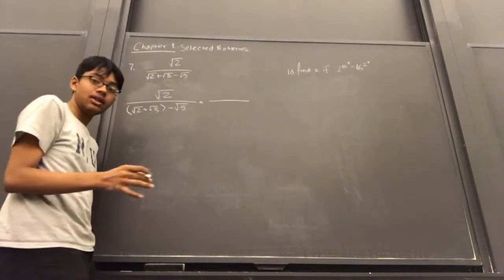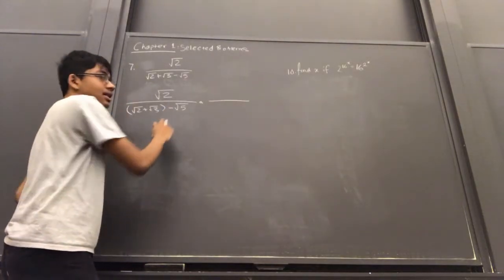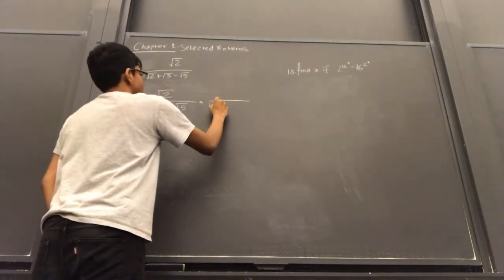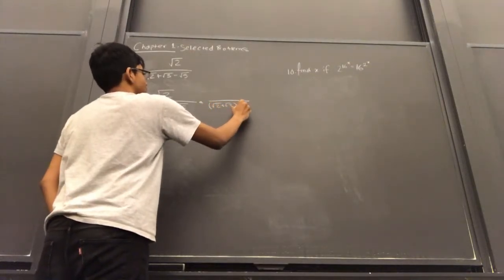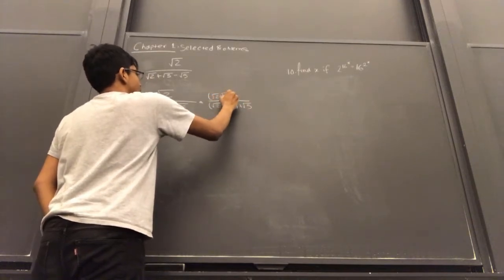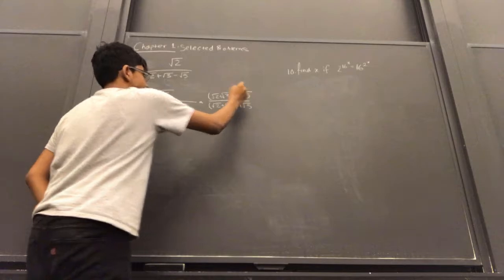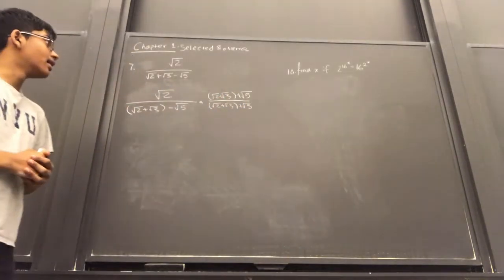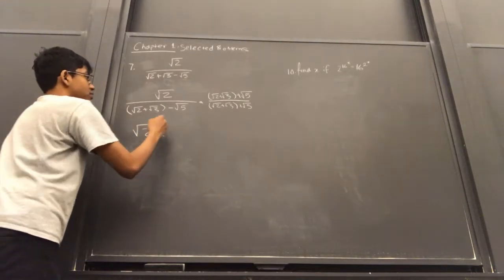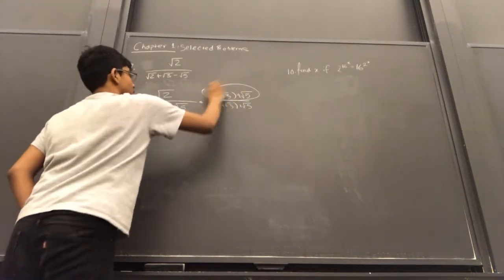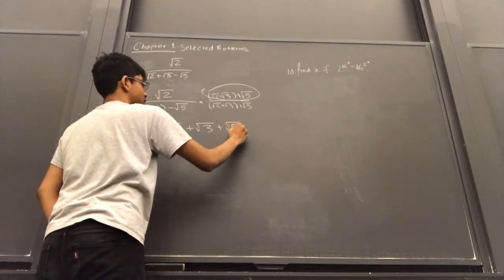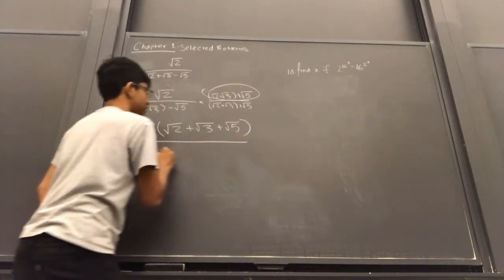Now remember, the conjugate will always have the opposite sign for the second term, which in this case is the third term. So we're going to write root of 2 plus the root of 3 plus the root of 5, and just copy that for the numerator. Now, at this point it's just a matter of simplification. We're going to have the square root of 2 multiplied by this whole thing, which is the square root of 2 plus the square root of 3 plus the square root of 5, all over.